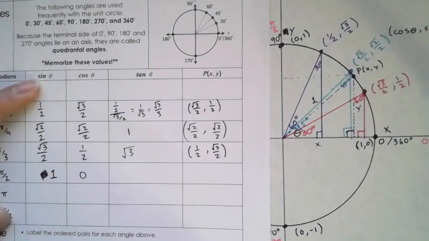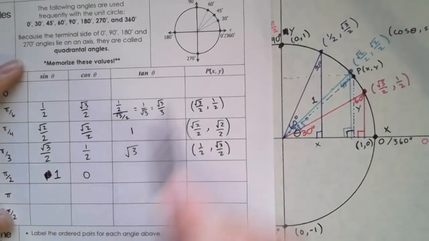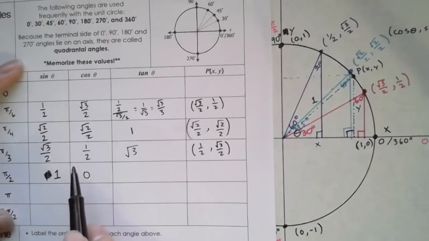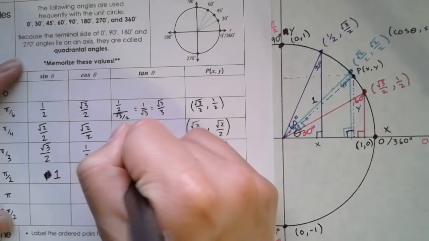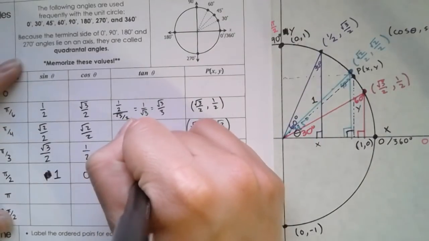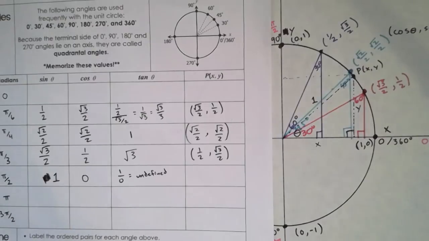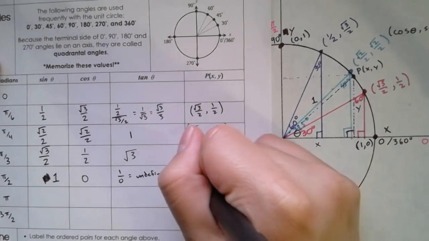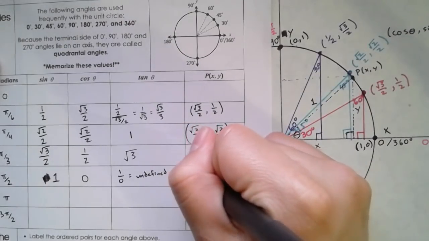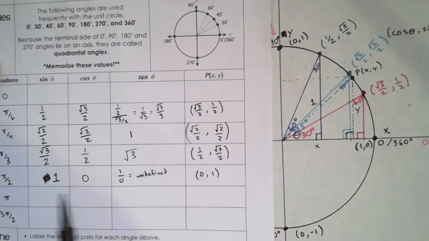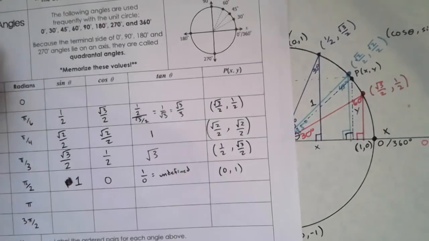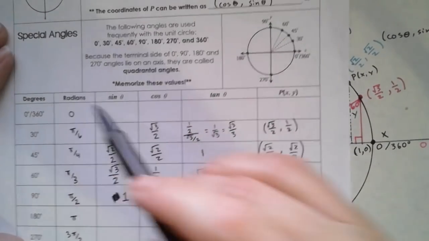There you go. Tangent theta is sine over cosine, so 1 over 0, and of course 1 over 0 is something we can't do, so it is undefined. So there is no measure of tangent 90, okay? That's undefined. And of course my point here is 0 comma 1. Okay, don't confuse the order of the rows. This is cosine, this is sine. So 0 comma 1.